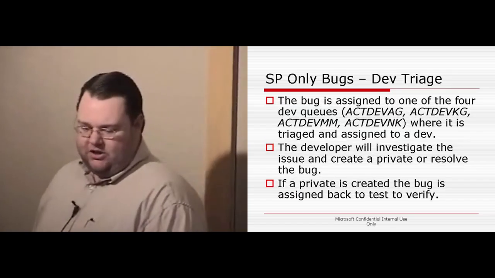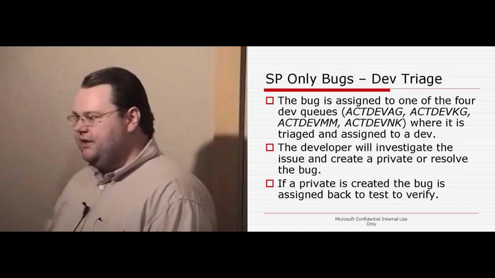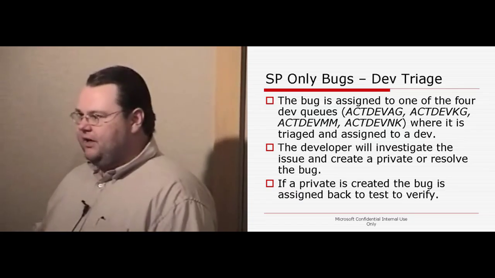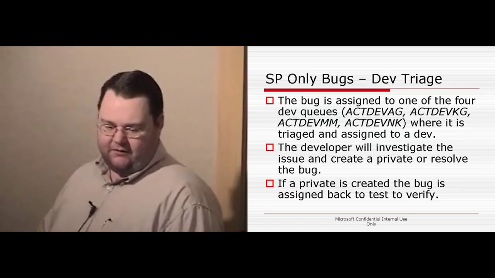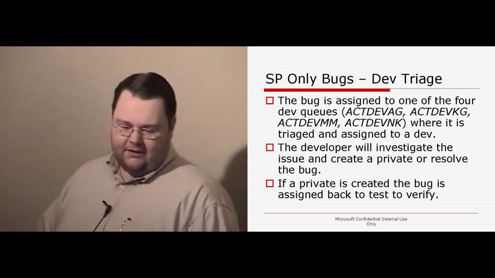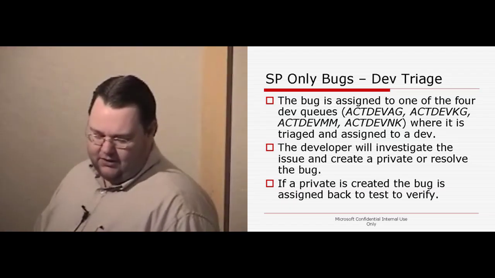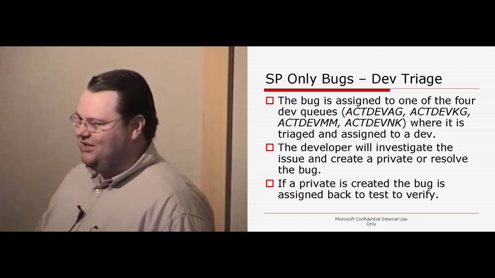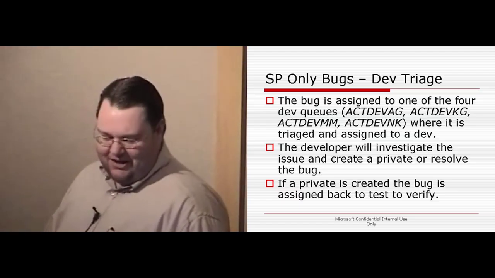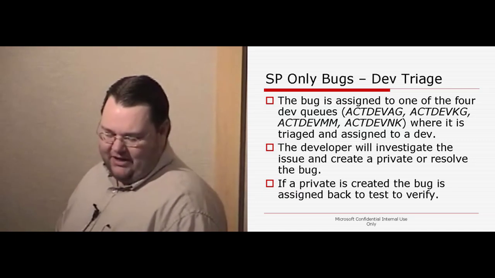Okay, so assuming you do get a repro on it, got it broken into the debugger, got your symbols checked, everything looks good on the bug, and you're ready to send it to a developer. So you'll assign it to one of the 4 dev queues, and hopefully by the end of this week or the end of next week, you'll know which dev queue you should assign it to.